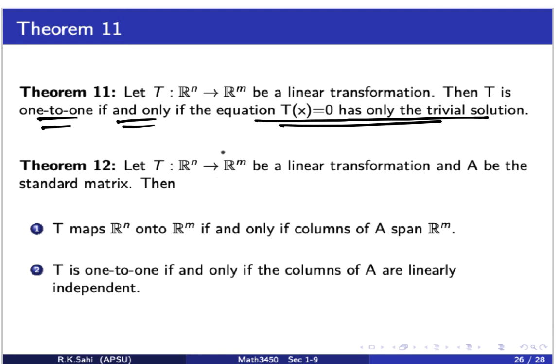Theorem 12 says, if T is a linear transformation from Rn to Rm and A is the standard matrix corresponding to it, then T will map Rn onto Rm if and only if the columns of A span Rm, or if there is a pivot in every row of the standard matrix. That's what it means. T is one-to-one if and only if the columns of A are linearly independent. What does that translate to? It simply means that every column is a pivot column.